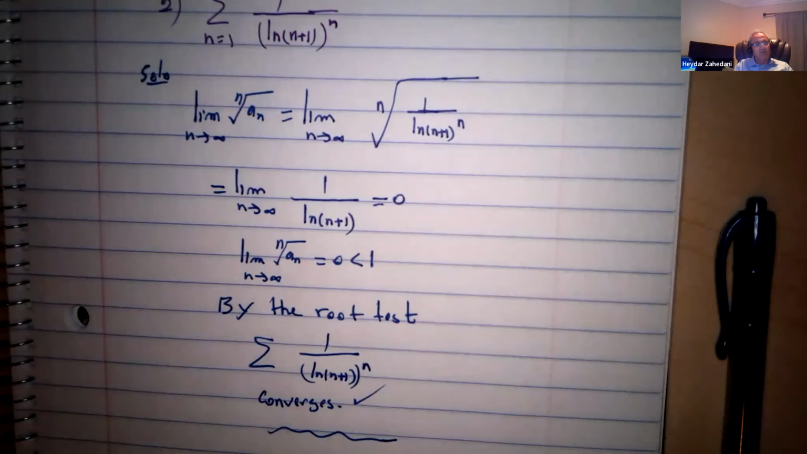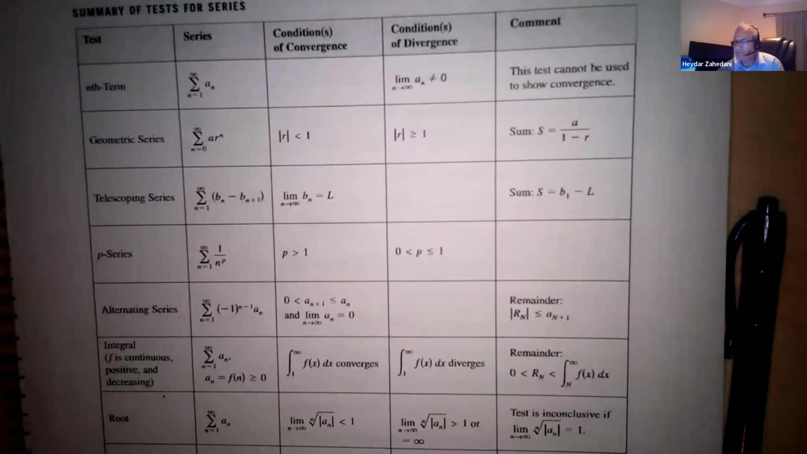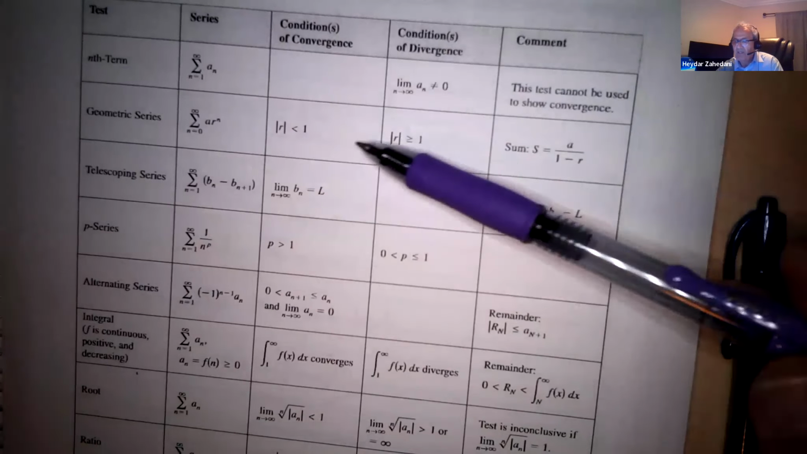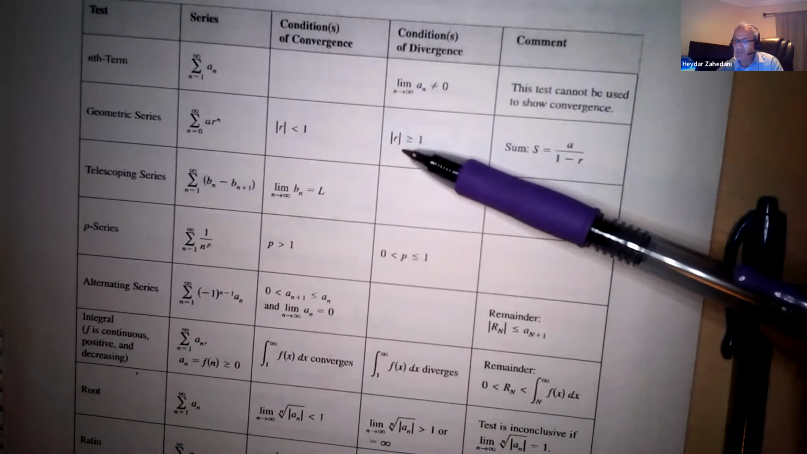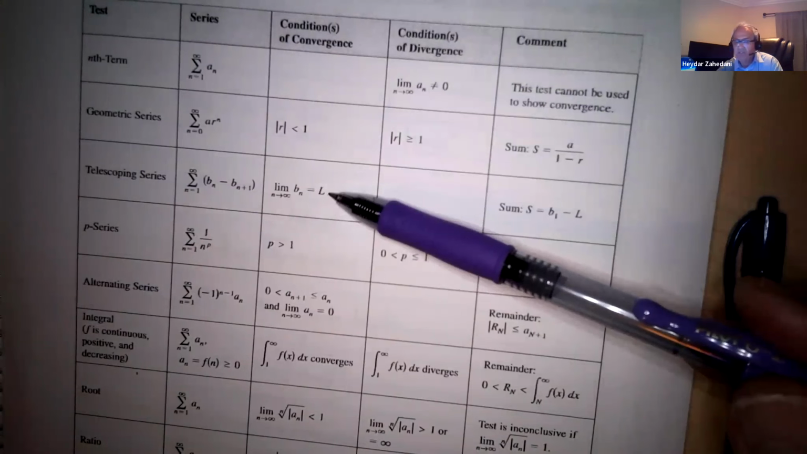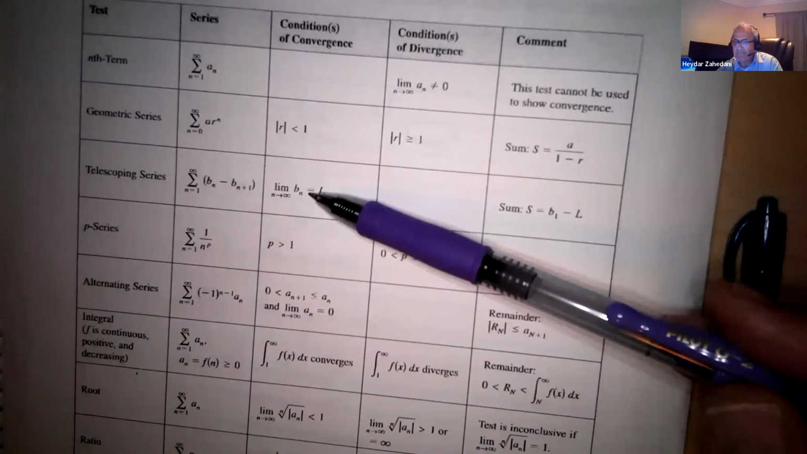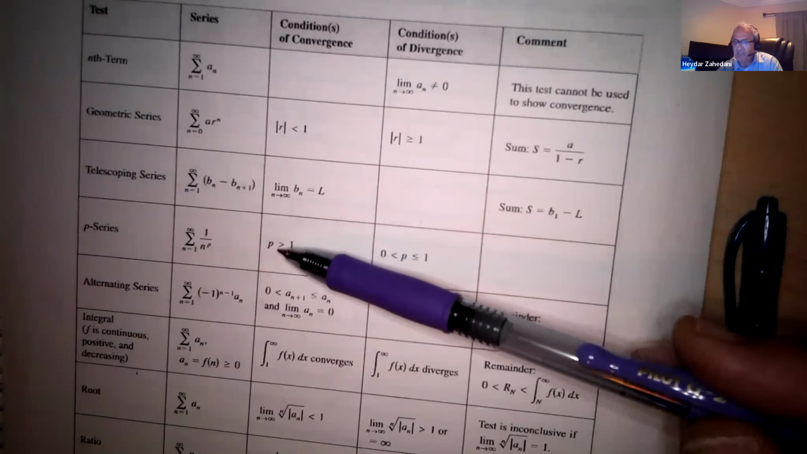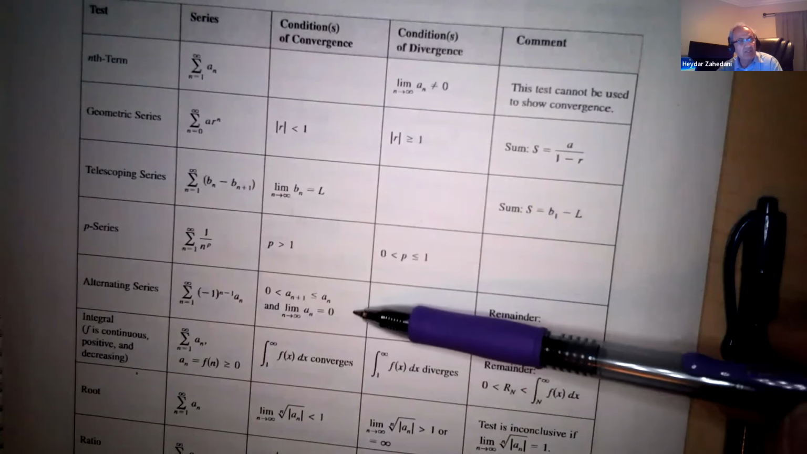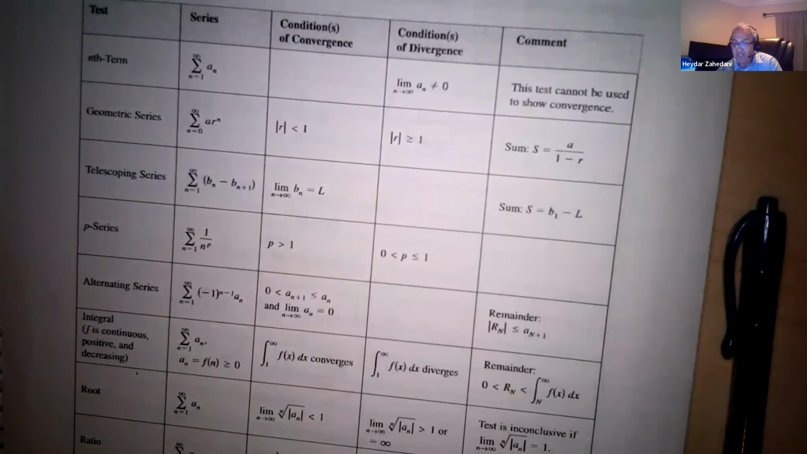And that's it. Now we talk about all the tests. This is the one we already talked about: if the limit of the general term is not 0, the series diverges. A geometric series converges if the absolute value of the common ratio is less than 1. A telescoping series depends on the leftover of the partial sum. A p-series: if p is bigger than 1 it converges, less than 1 it diverges. We haven't talked about this one. This is section 11.5, alternating series. We talk about it later.